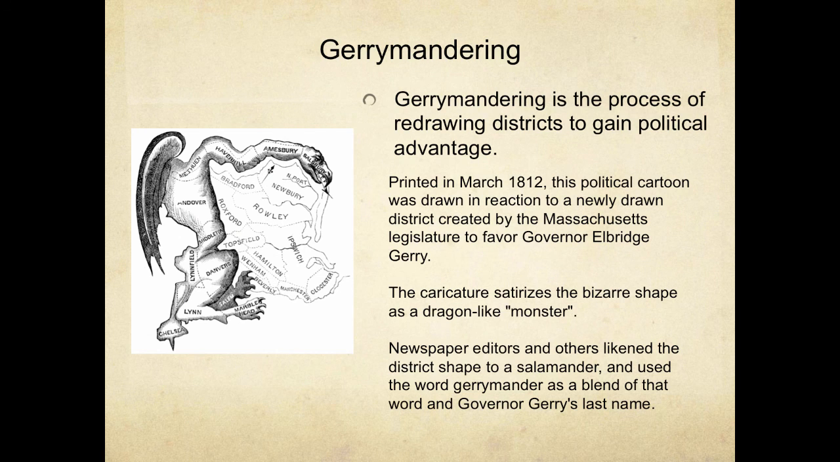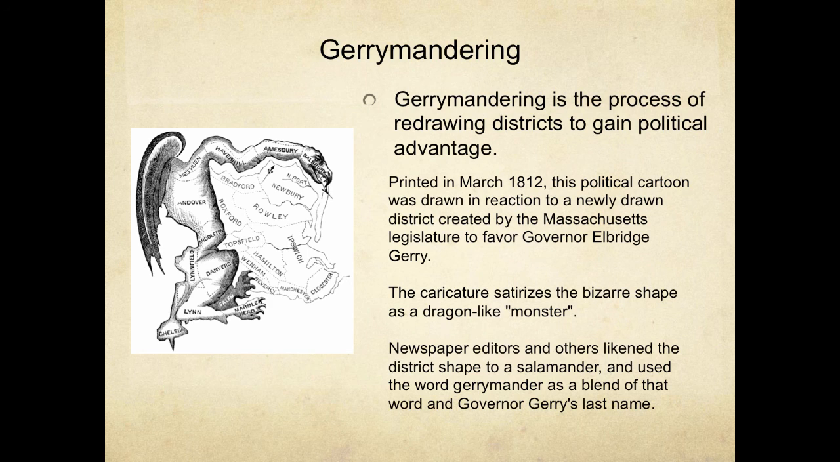Moving on now to another sort of fundamental flaw in voting, not necessarily the method of voting itself, but the general process of voting in a democracy. It's the concept of gerrymandering. It's this process of redrawing districts to gain political advantage.